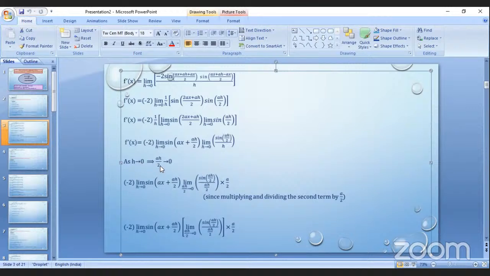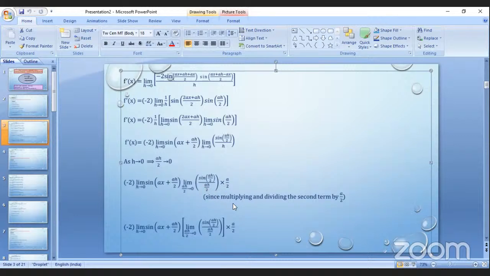a by 2 into h tends to a by 2 into 0. a by 2 into 0 is 0. So as h tends to 0, that implies ah by 2 tends to also 0. Minus 2 into limit h tends to 0 sin ax plus ah by 2 into limit h tends to 0. That implies ah by 2 tends to 0, and sin ah by 2 by ah by 2 into a by 2.